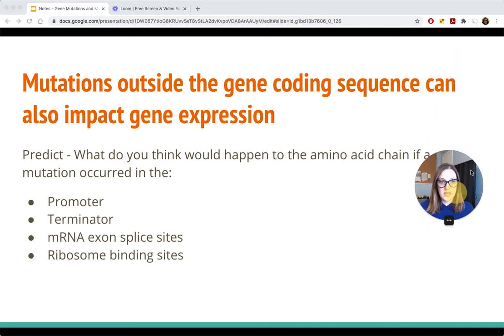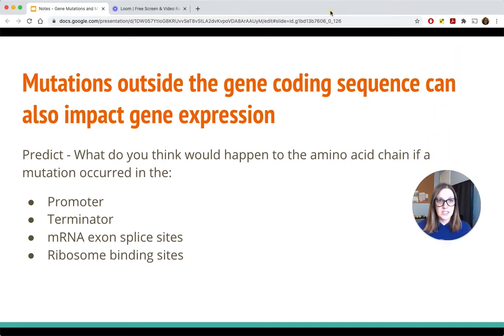Let's see, mutations outside the gene coding sequence can also impact gene expression. Okay, so we've been talking about DNA sequences and how we've learned that there are parts of DNA that code for a specific protein. And outside of those genes are other parts of DNA beyond, before, and after a specific gene for a protein. We had to cut some of this content this year because we're just reducing content, but there are parts of the DNA outside of a specific protein coding gene sequence that may or may not have impacts on protein function if it's mutated. So some sections of DNA are not impacted at all if there's a mutation.